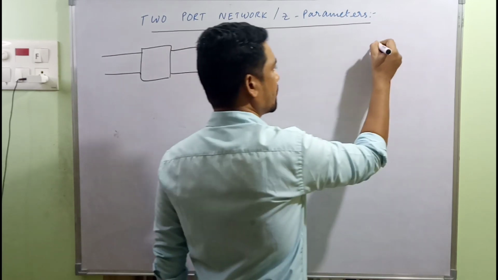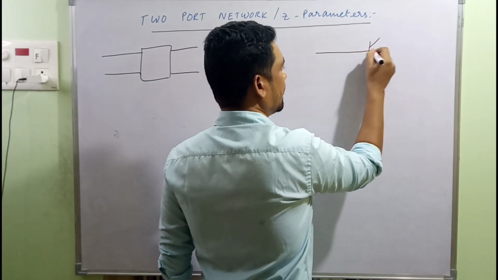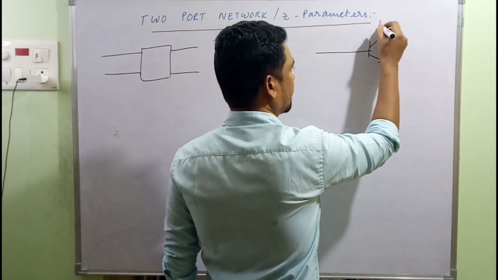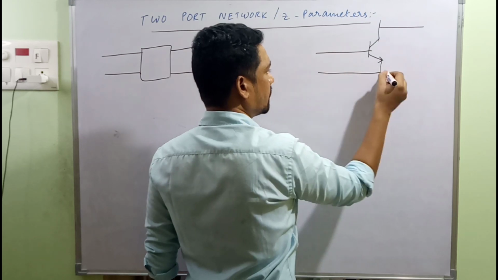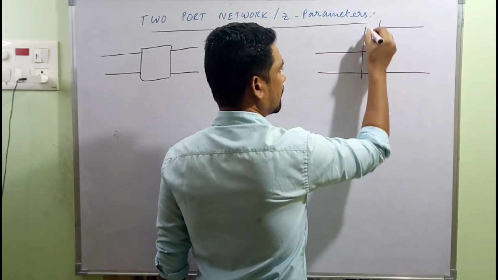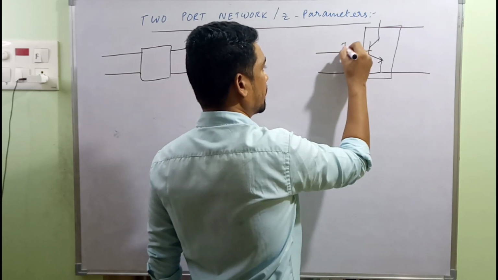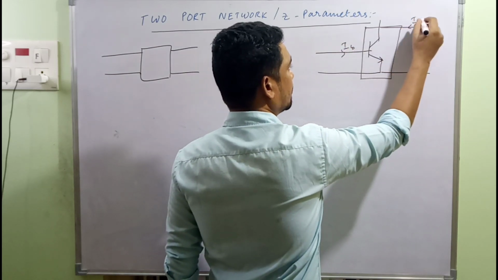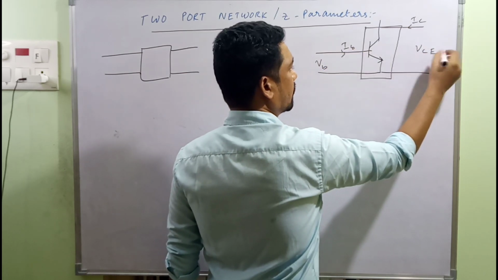More precisely, consider a transistor in common emitter configuration. What's that common emitter configuration? It's like this one. The input is the base and the output is taken across the collector, with the emitter being common to both input and output. Now this could be considered a two-port network where IB is the input current and IC is the output current, VB being the input and VC being the output.